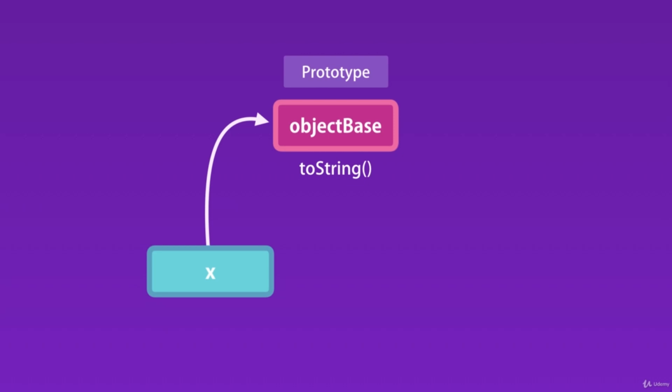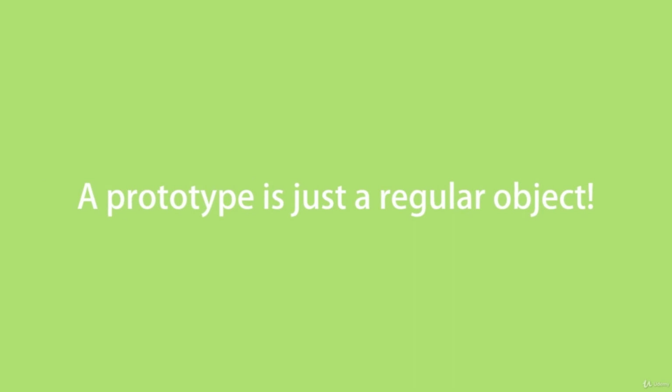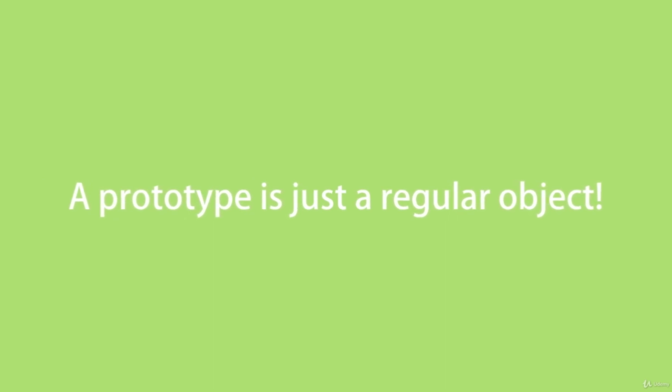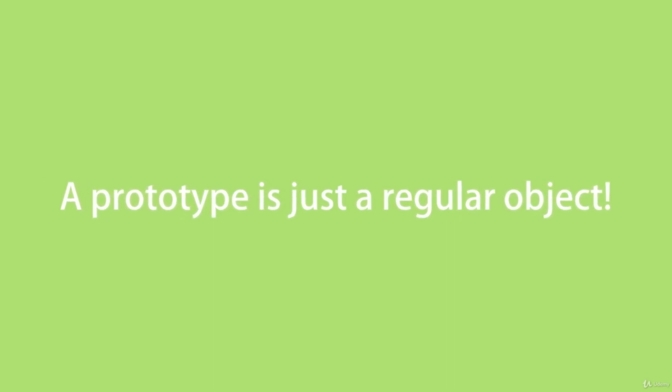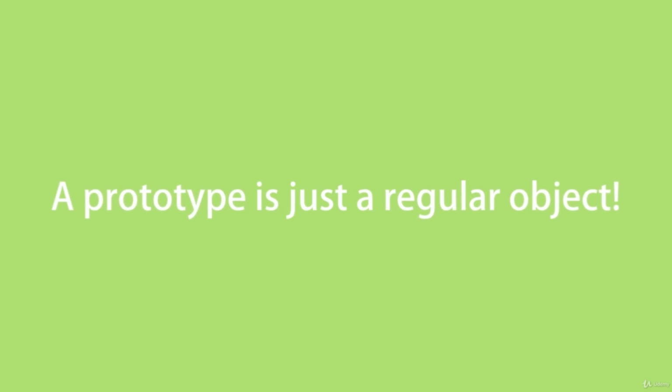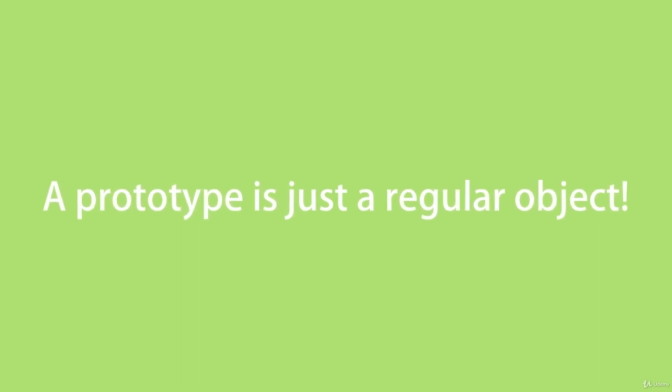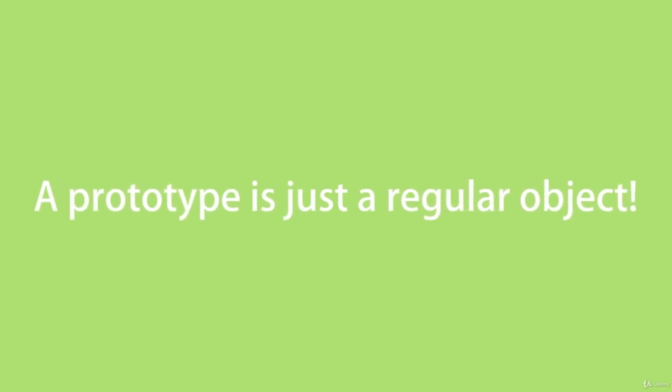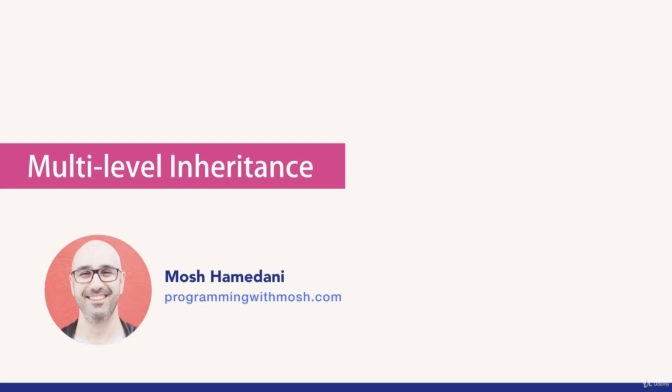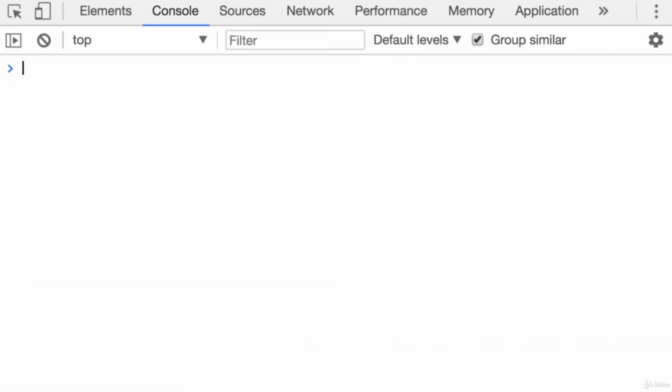target member. So once again, I want to emphasize that a prototype is just a regular object in memory. There is nothing special about it. Every object has a prototype or a parent except the root object. Let's take a look at another example. I'm going to define an empty array. Let's call this myArray. Now let's inspect this.